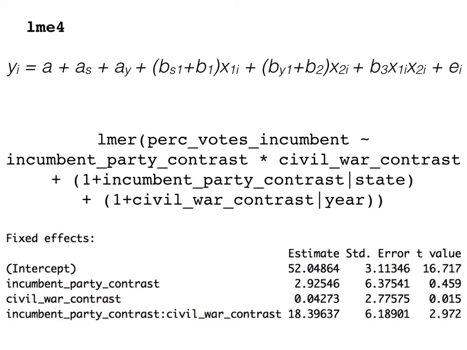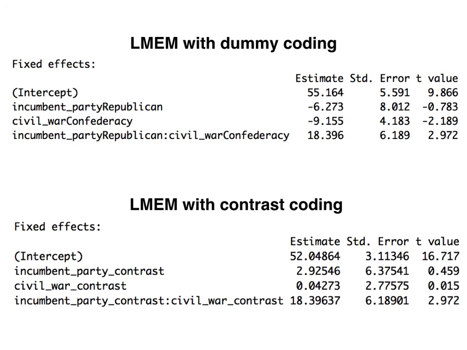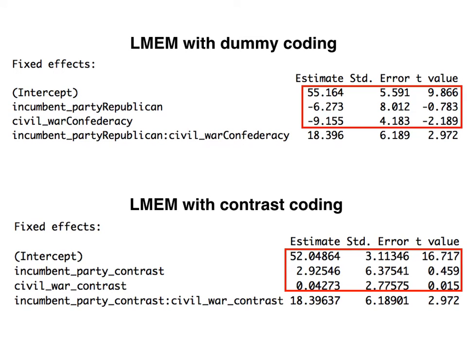Again, our output looks the same in terms of structure as last time, but to really see the differences, let's compare our model with dummy coding and our model with contrast coding. Here's our dummy coded model from the last lesson, and here is our new contrast coded model. Let's start by focusing on the estimates for the intercept and the main effects. As you can see, they are different across the two models.